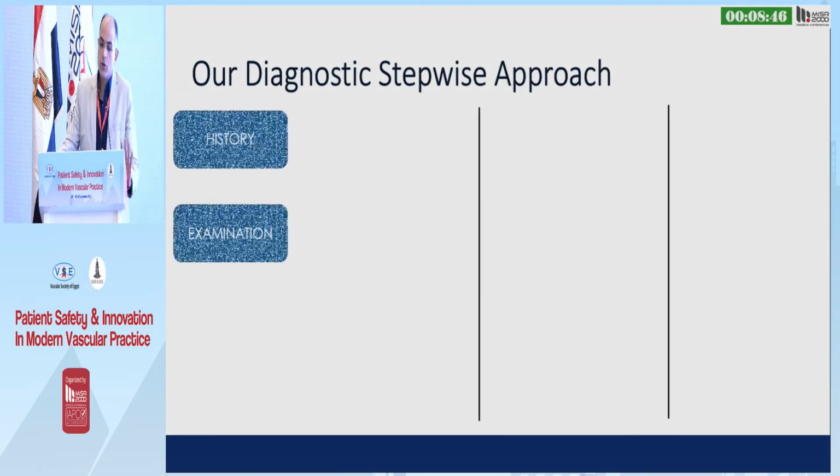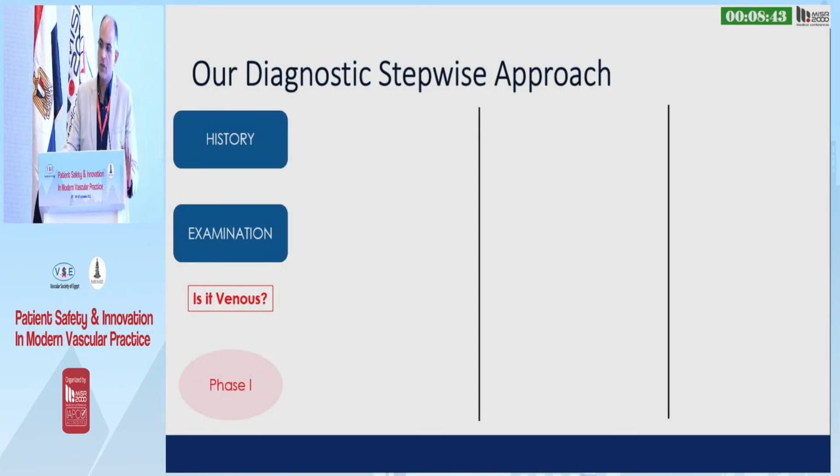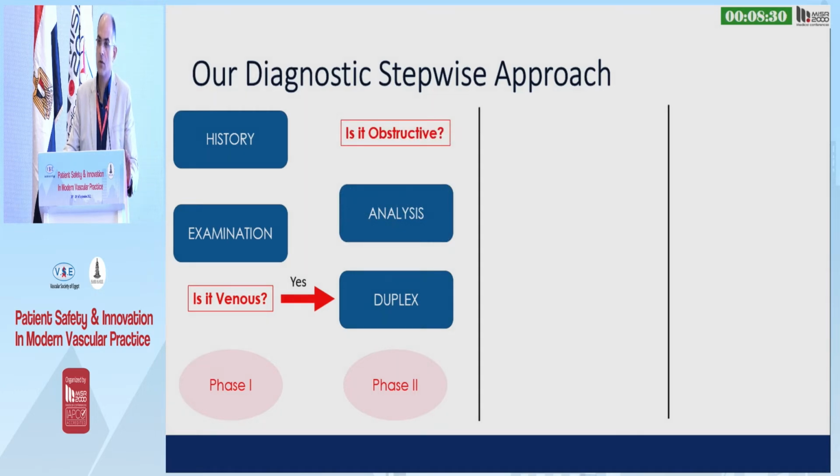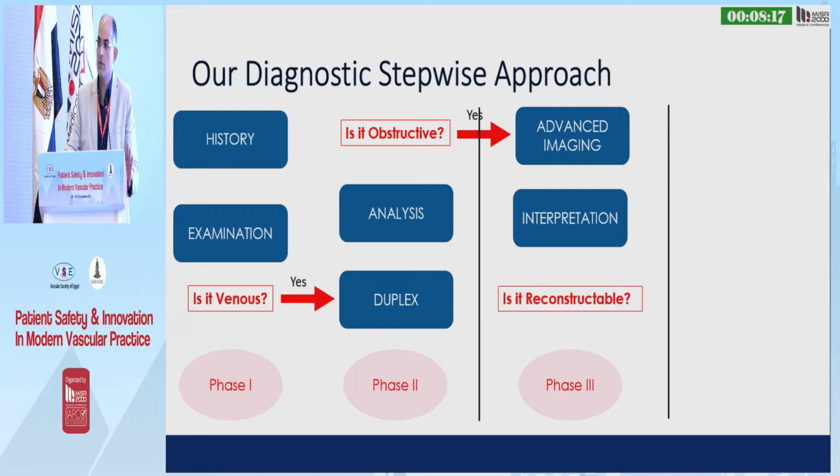Our stepwise approach usually comes in 4 phases. We start by examining the patient and taking a very good history, to answer one question: is it a venous complaint? That's the first thing. If it's a venous complaint, we pass to the next phase, where we do duplex ultrasonography and analyze the duplex findings with the clinical data, and then decide if the patient has manifestations that suggest the presence of obstruction or not. If so, we proceed to the next level with advanced imaging, using CTV and MRV, and then we interpret the results to find the answer: is it reconstructible?